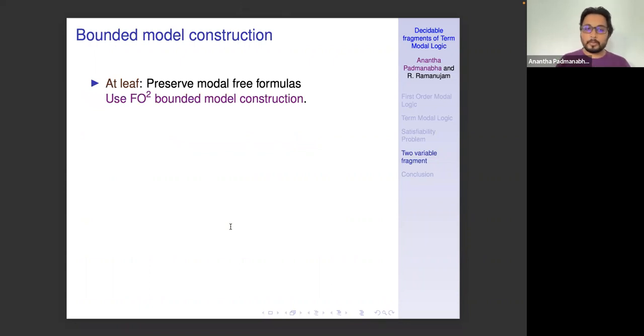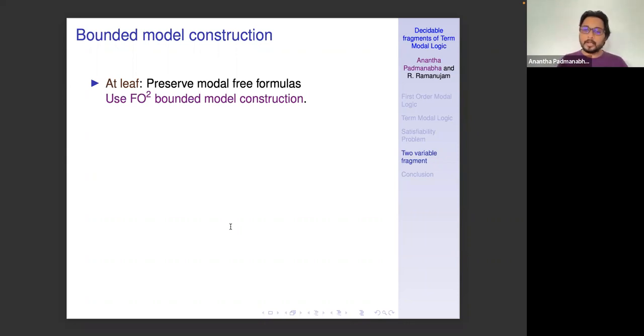Now, how is a bounded model constructed? This is to say that if you start with a formula that is satisfiable, you take that model and convert it in some way to get a bounded model, right? So now what is it that we do? Because we are looking at K frames, we can assume that the given model is a tree model, a bounded tree model, in the sense that it's of bounded height. Now, if it's of bounded height, we can go into the leaf first in the inductive step. And at the leaf, note that we only want to preserve model-free formulas, right? Now, what is a model-free formula? It's just FO2, right? Now, for FO2, we know how to construct a bounded model, right? So we can use the standard FO2 bounded model construction for that.